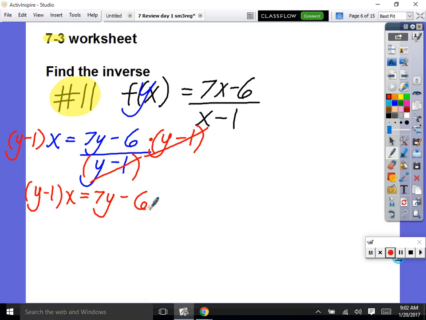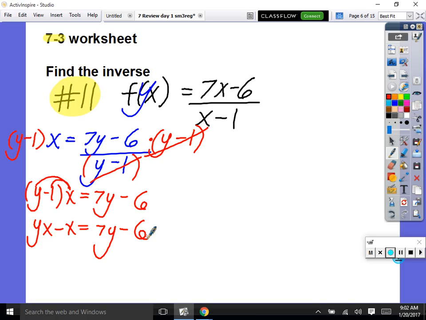So rewrite your problem. Now what you're saying to yourself is, I'm trying to solve for y, but I have two y's. So I need to get those y's on the same side of the equation. Well, in order to do that, we're going to want to distribute this x through. So let's multiply everything out. That's yx minus x equals 7y minus 6.